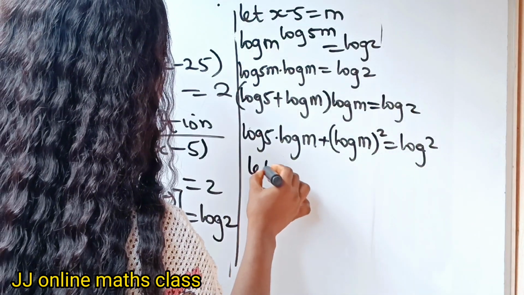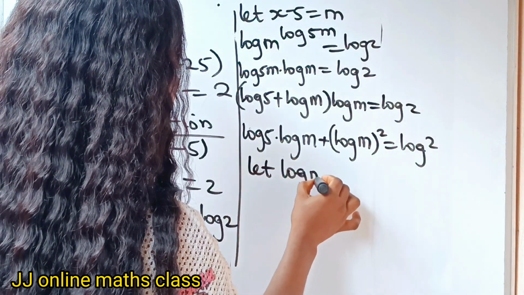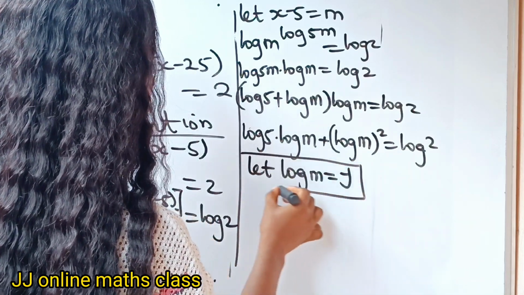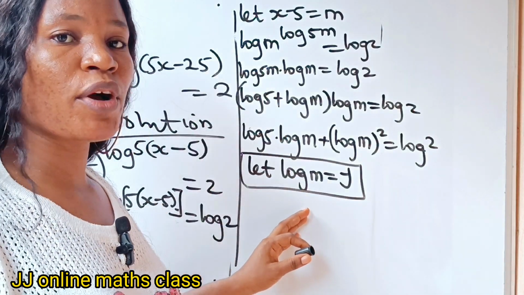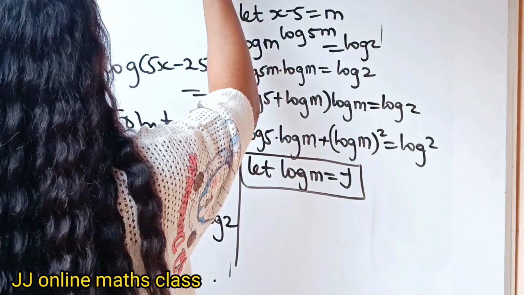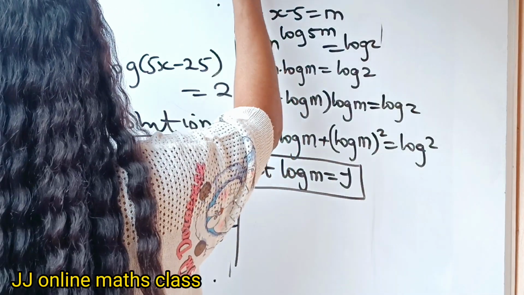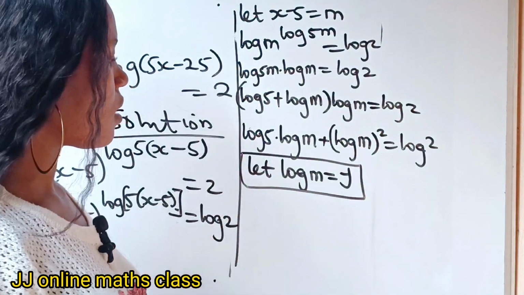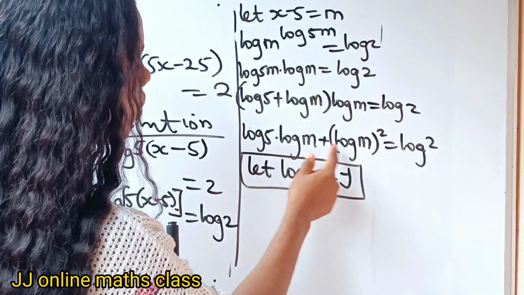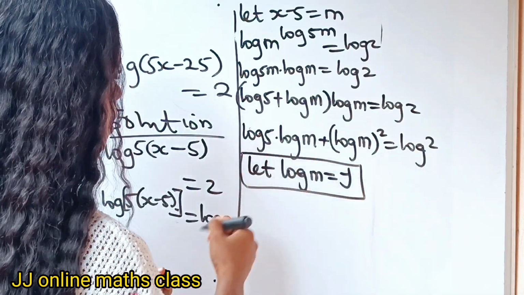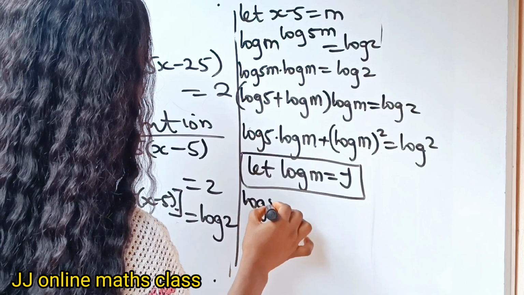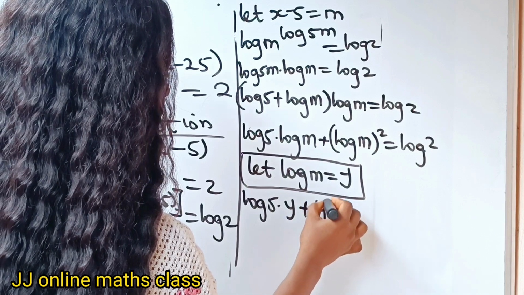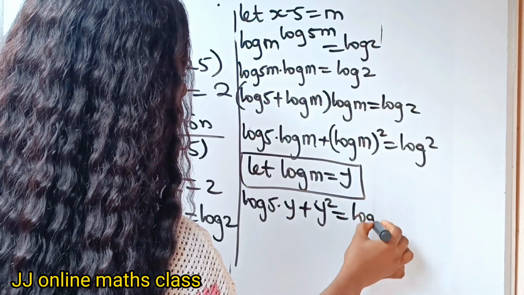So let log m be equal to y. This is another important equation, and because I know I'll be cleaning this soon, I'm going to write it somewhere. So log m is equal to y. That means anywhere I see log m here, I'm going to replace it with y. So we'll have log 5 times y, plus y squared is equal to log 2.